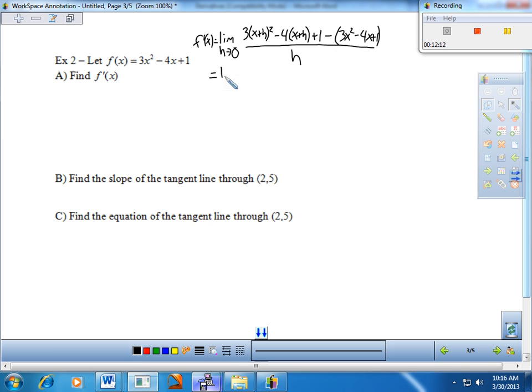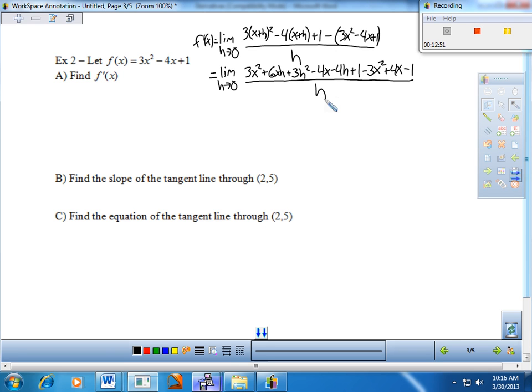So I have the limit as h goes to 0. Here's the key, guys. We're able to do this when you remove the parentheses. Should be able to square x plus h, then multiply each one of those by 3. And if you do that, removing those parentheses, you get a 3x squared, you get 6xh, and you get 3h squared. If you didn't quite get that, please call me over so we can look at it. And then minus 4x minus 4h plus the 1 minus 3x squared plus 4x minus the 1. All over h.